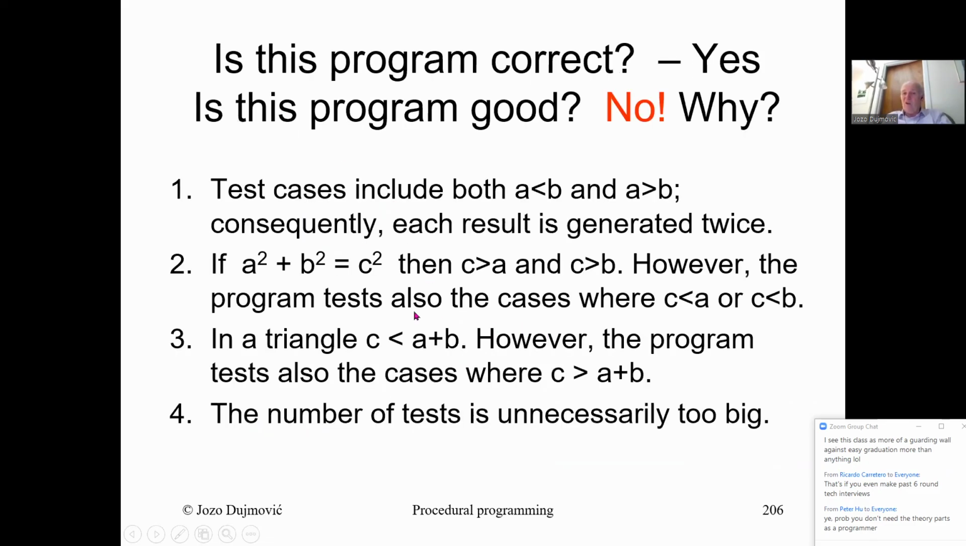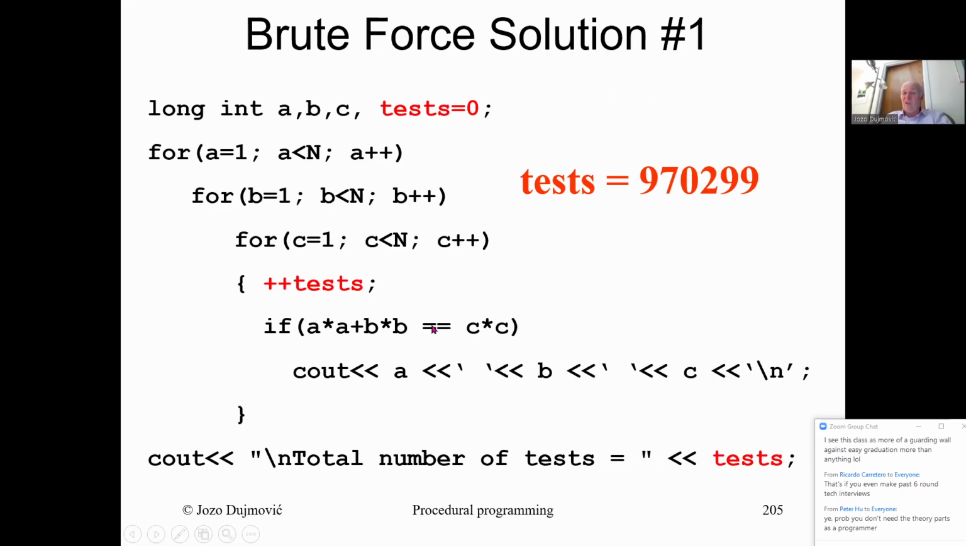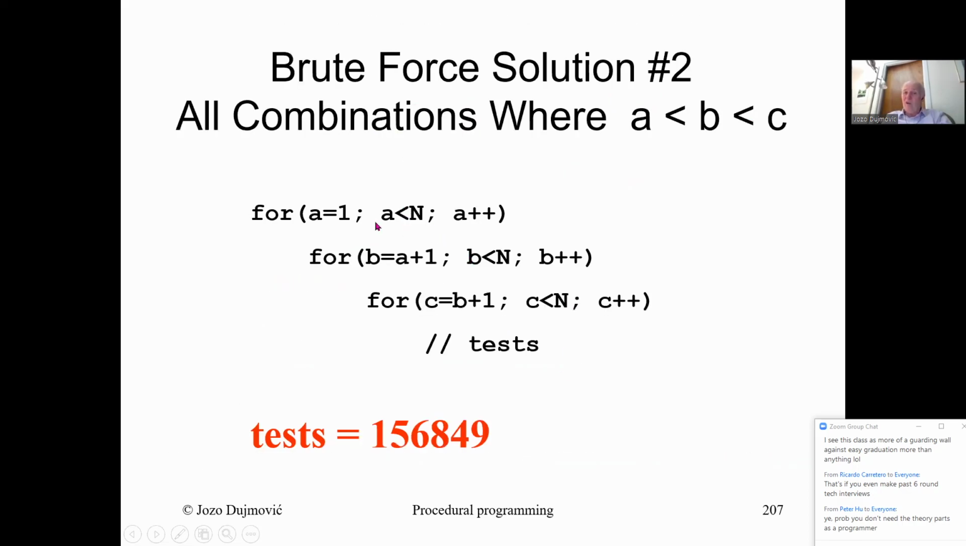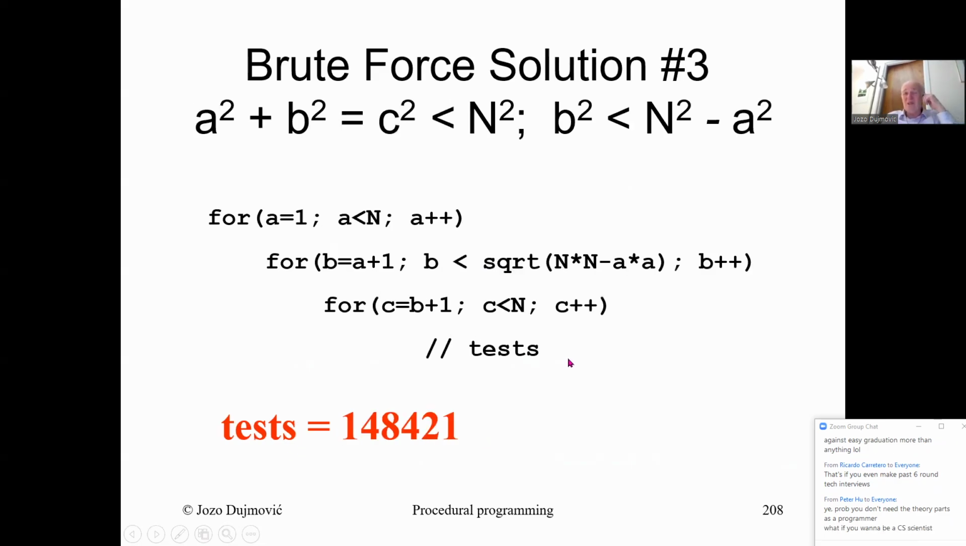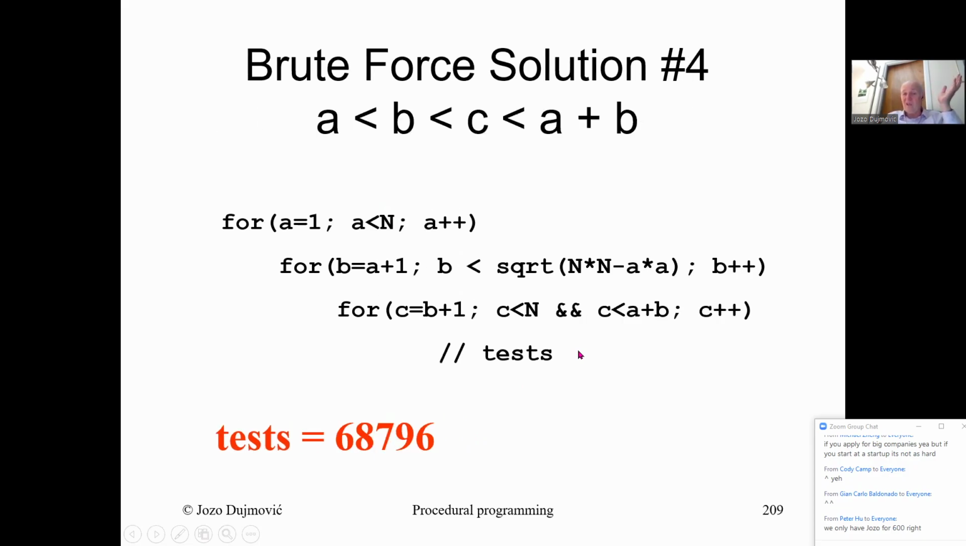This is without the use of brain. And this here is with a little bit of use of brain, shows some little bit of understanding. Then I can also say, you know what, if I have a triangle A squared plus B squared less than C squared, which is less than n squared, then B must be less than n squared minus A. So if I put here the border for this B loop, I reduce that from 156 to 148. A little bit of improvement, but still some improvement.